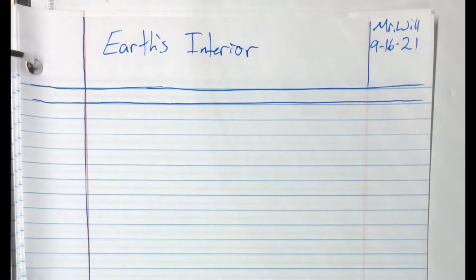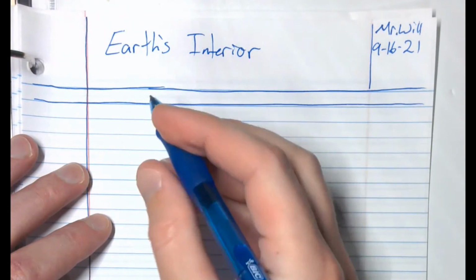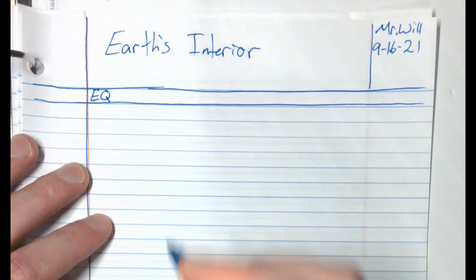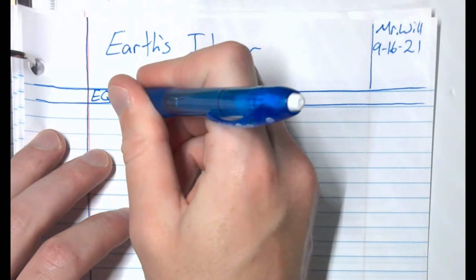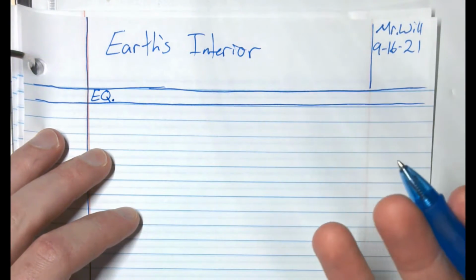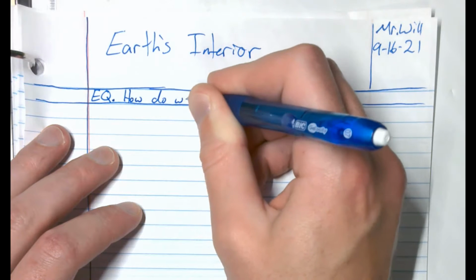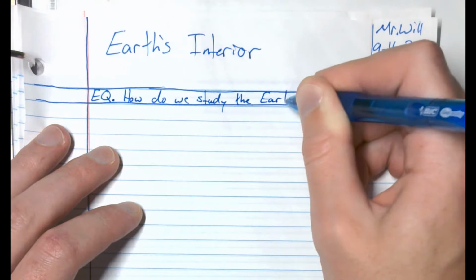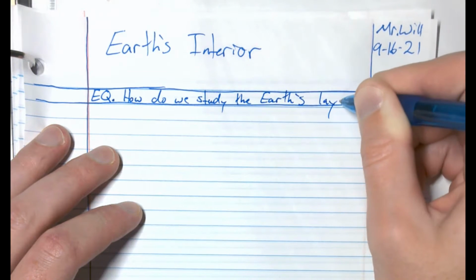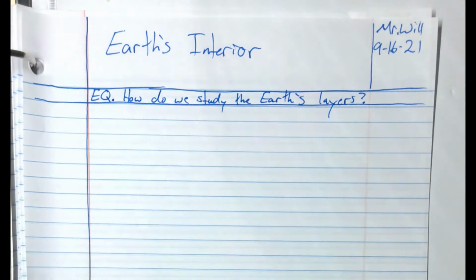All right, so then I'm gonna do this quick. Perfect. Okay, so now I need my essential question. It's the EQ, and our essential question for today is: how do we study the Earth's layers? All right, question mark.